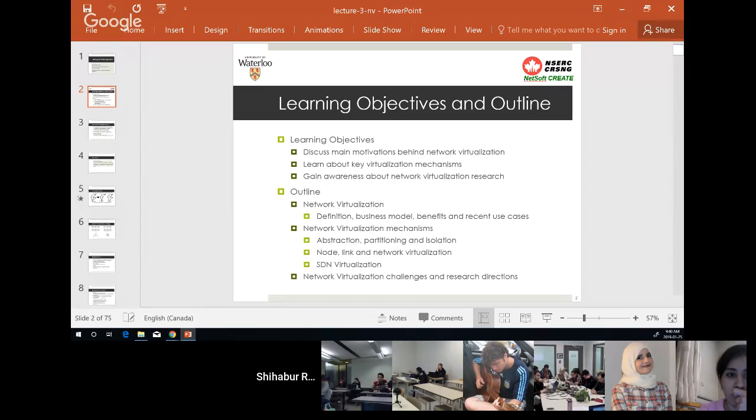For example, FlowVisor partitions the resources logically by partitioning the flow space as opposed to partitioning the hardware resources, just partitioning the flow space and allowing the creation of multiple software-defined networks that can be controlled separately. And then the lecture materials, I think, at the end covered some of the research challenges and research directions in network virtualization. So that's basically an overview of what the material for this particular class covered.